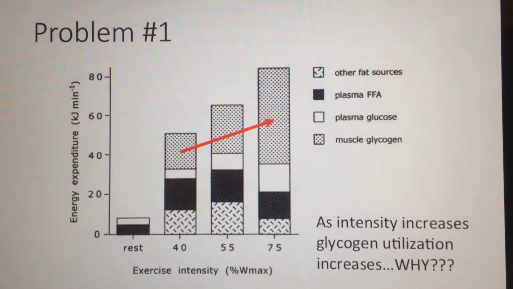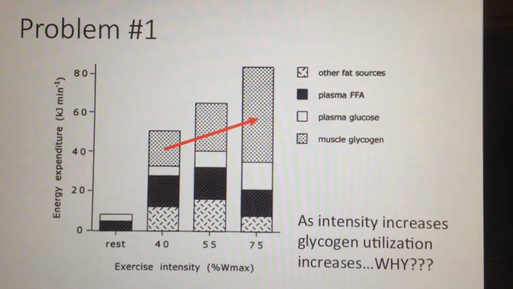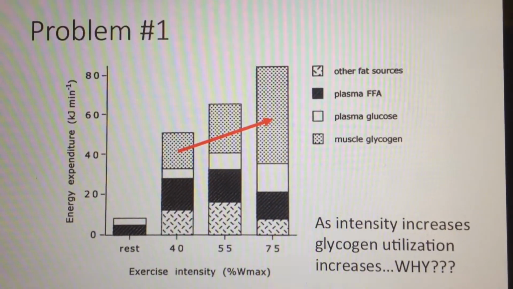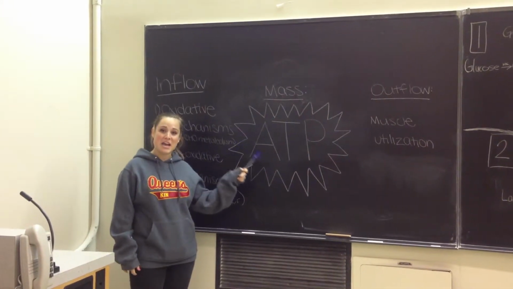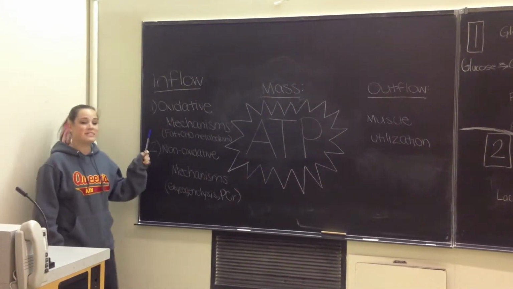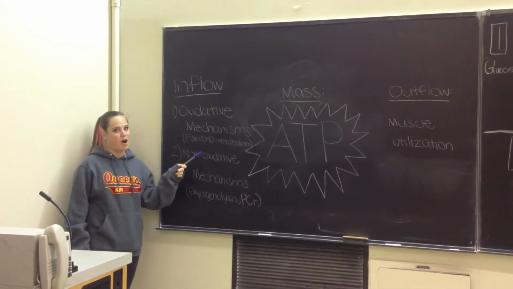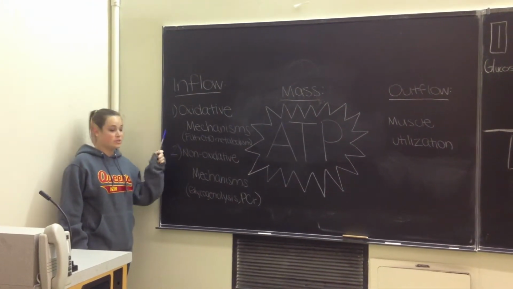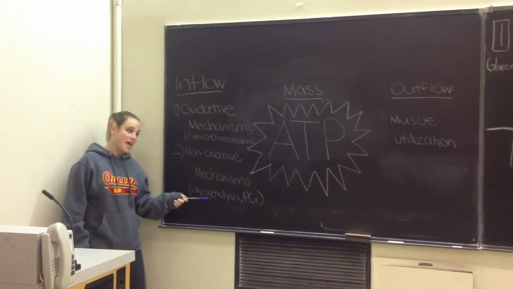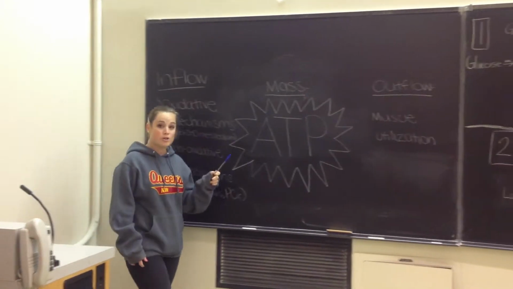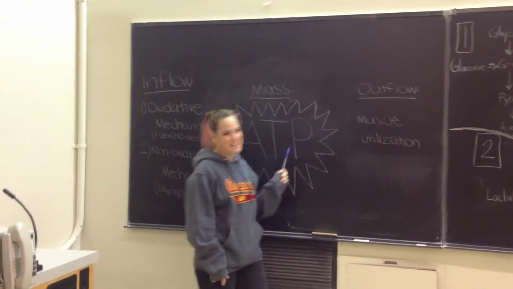In this video, we will be solving the mystery of why our body uses more glycogen stores as we increase exercise intensity, as demonstrated in class by Van Lee. In our model, we're going to be defining mass as the ATP pool, and we're going to be defining our inflow as oxidative mechanisms, being fat and carbohydrate metabolism, which switches to non-oxidative mechanisms, being glycogenolysis and the PCR system. We're also going to be defining our outflow as muscle utilization of ATP.